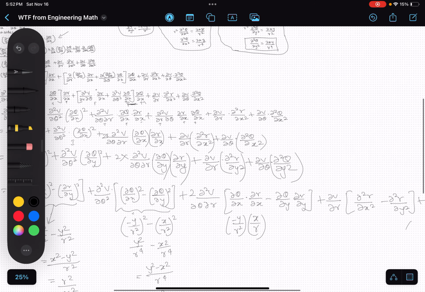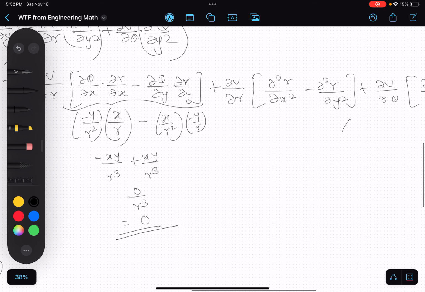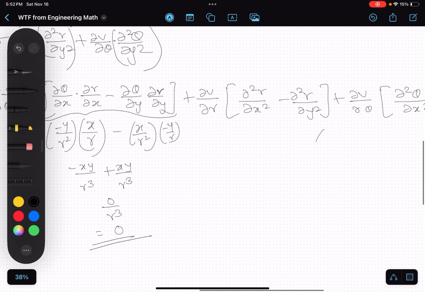So we're evaluating this expression. So this is minus xy by r cube and plus xy by r cube. So that means 0 by r cube, which is 0. Which is why this expression doesn't appear. This makes so much sense, right? And yeah. Now next one.